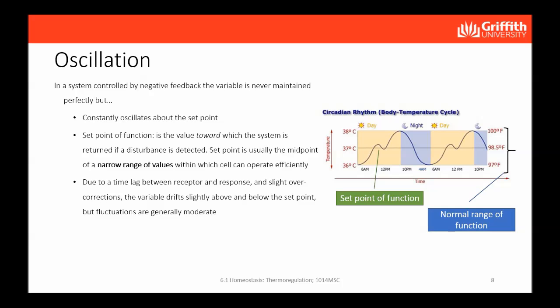Due to factors such as time lag between the receptor and the response, and also due to slight overcorrections, the variable drifts slightly above or below the set point. An efficient homeostatic system minimizes the size, or the amplitude, of these oscillations. In biology, oscillations occur naturally.